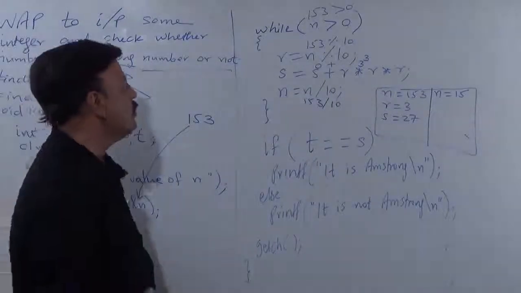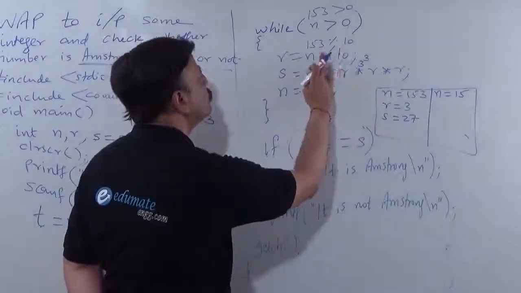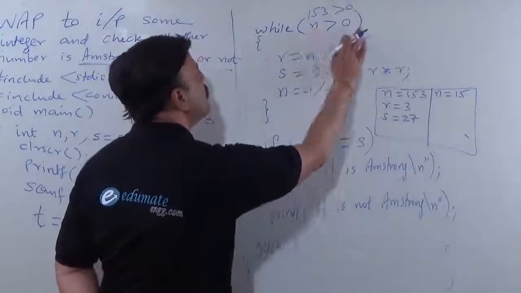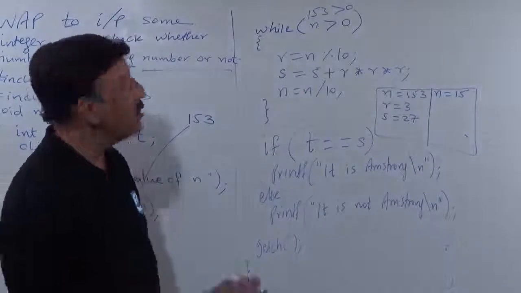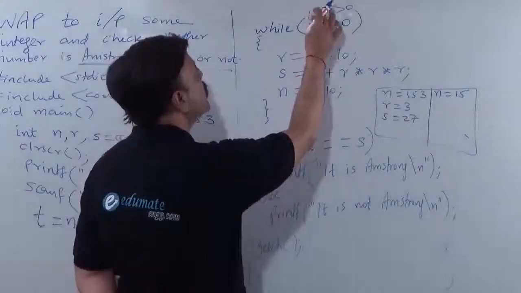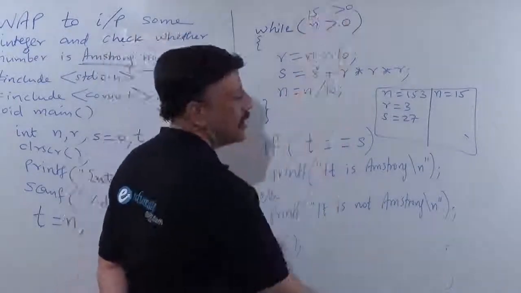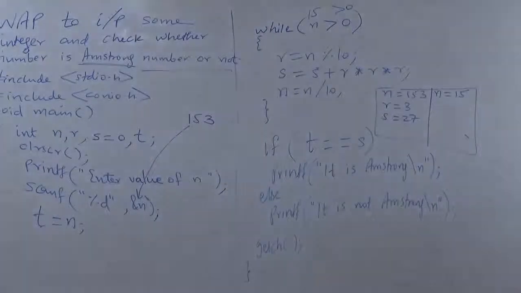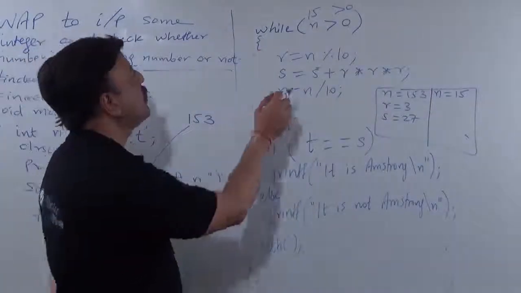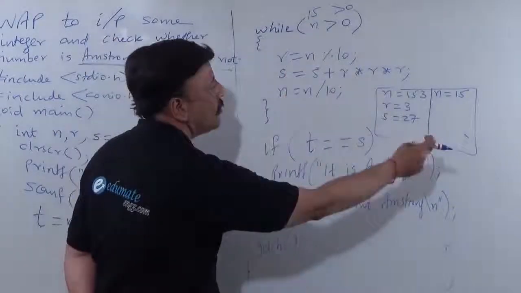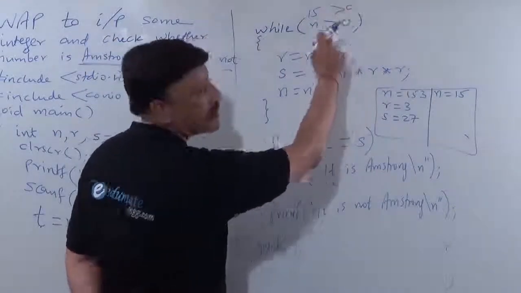Okay? Where do you go after this now? First repetition is over. Now you should go back and recheck the condition. So machine goes and checks back this. Machine goes back and checks this again. So it will be n is 15 now. Is 15 greater than 0 is still true.